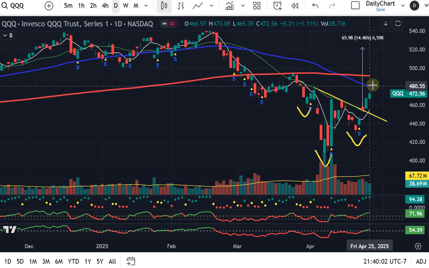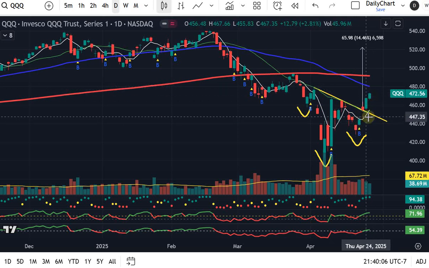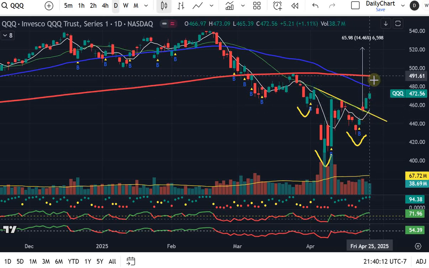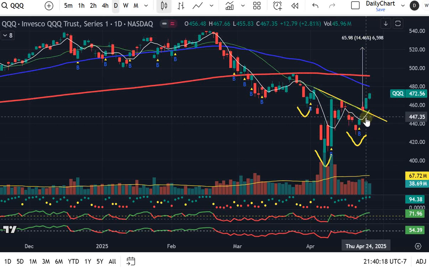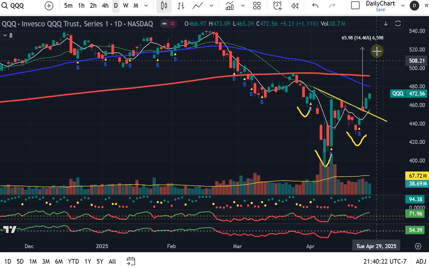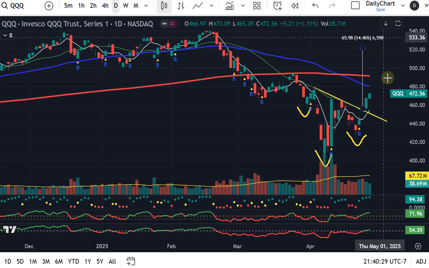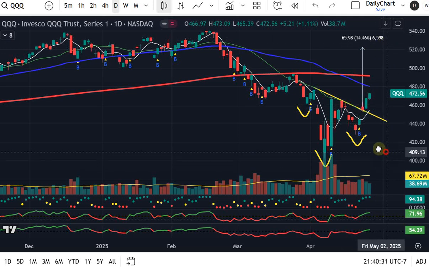I do think we are going to reach up to the 50 here, and then eventually maybe get down to the gap fill in this area. If not, it may just pull back a little bit and then continue higher to hit this target and then go down to the gap fill. So either way, we don't know if it'll go up here first and then to the gap fill, or to the gap fill and then move back up. So let's just watch and wait.